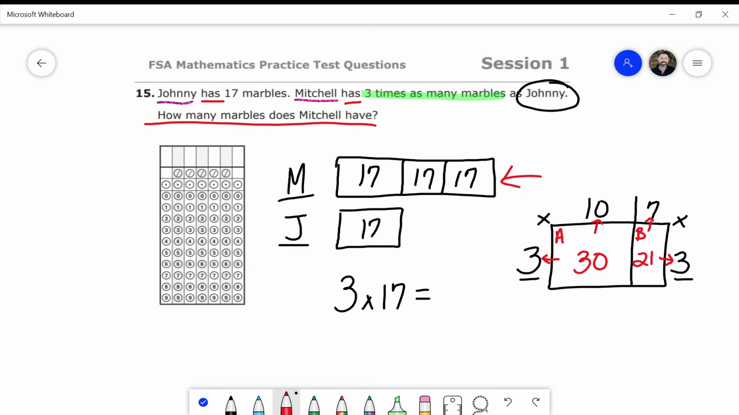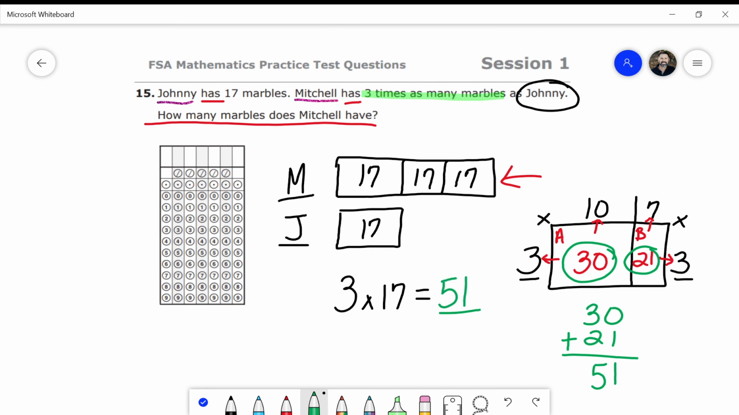So now we're going to take these 2 numbers and we're going to put them together, right? Because this is called partial products. So they're parts of the product. And then we're going to put those 2 parts together to find the final product, the answer. So 1 plus 0 is 1. 3 plus 2 is 5. And that is our final answer, 51. That's how many marbles Mitchell has.